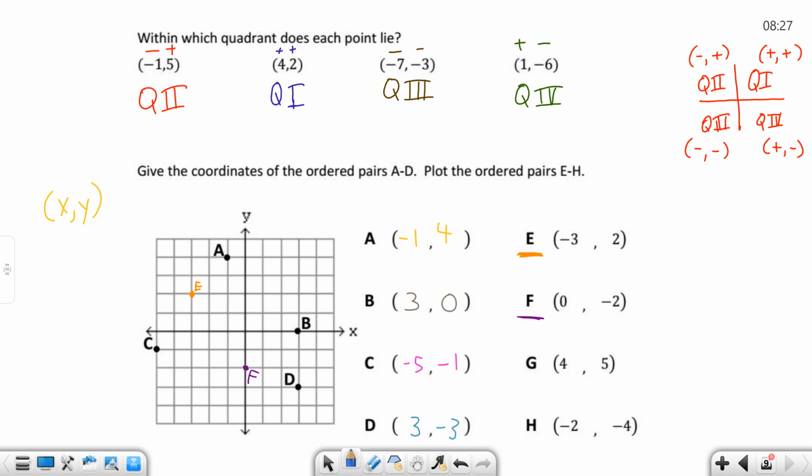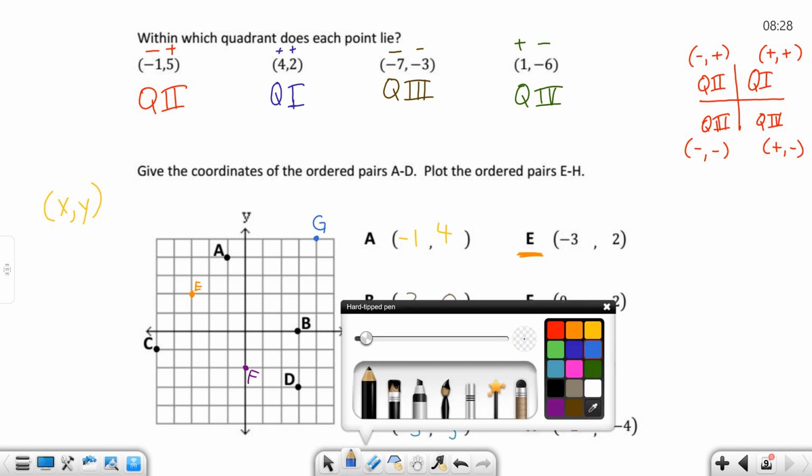And then G, 4, 5. So 4, let's see, 1, 2, 3, 4. So here's this point right here, and then 1, 2, 3, 4, 5. So it's this point up here. I got myself into a lot of extra stuff here. All right, so 4, 5 was up here. We went 4 this way, and then 5 this way, and it's where they intersected up there, right? So that is the point G.